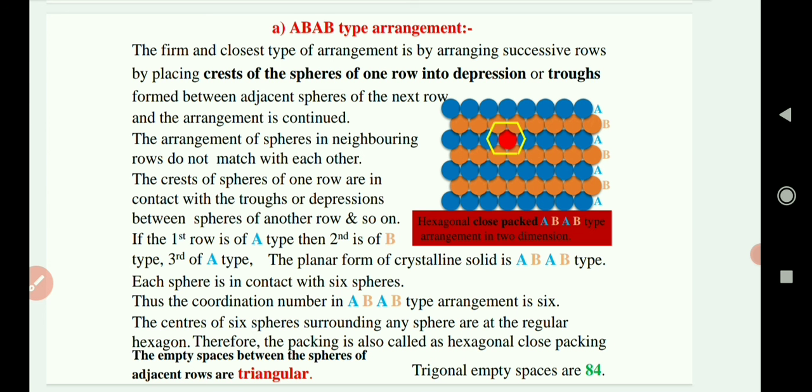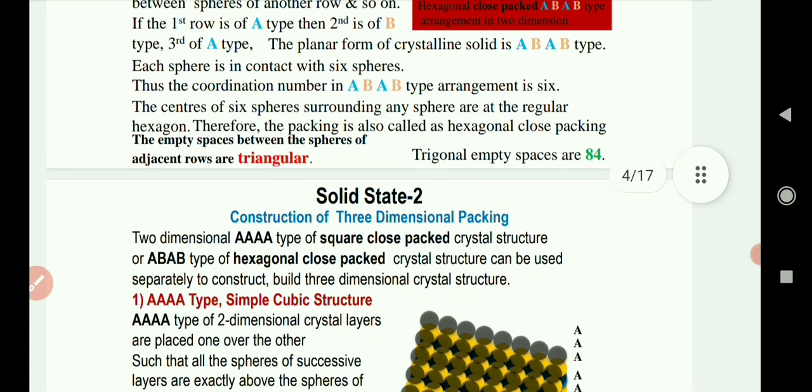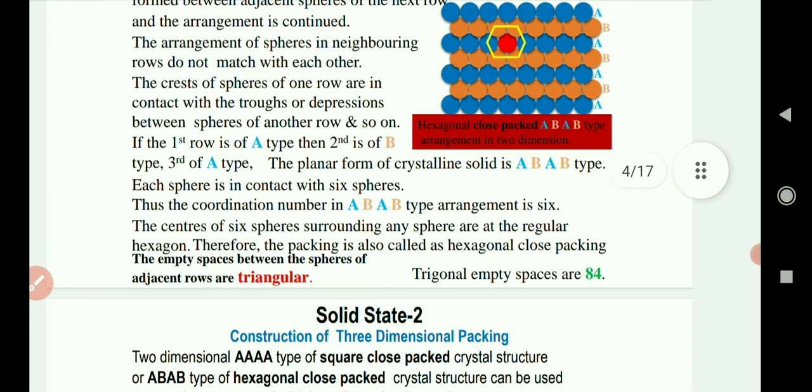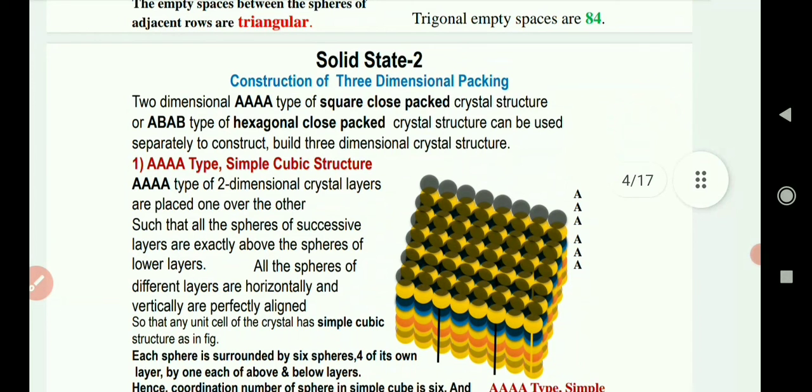If you see a particular sphere, it is coming in contact with 6 neighboring spheres, and hence the coordination number becomes 6, and this type of packing is called hexagonal close packing. Now the empty spaces which are formed here are triangular in nature. You can try in your notebooks and see.